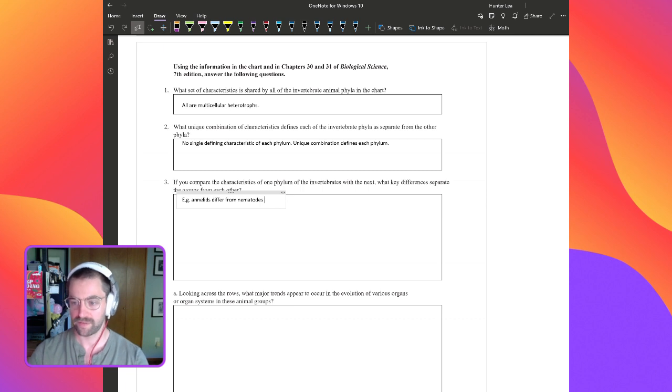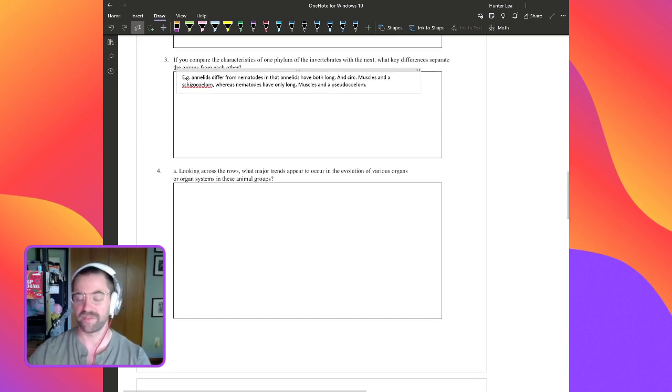So in that annelids have both longitudinal and circular muscles and a schizocoelom. Whereas nematodes have only longitudinal muscles and a pseudocoelom.